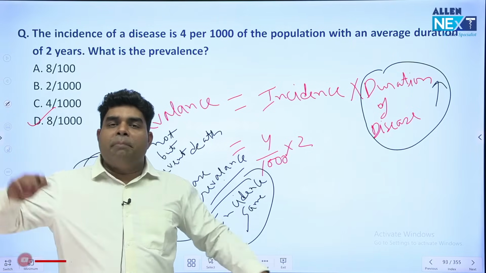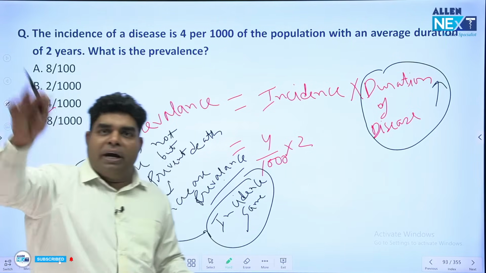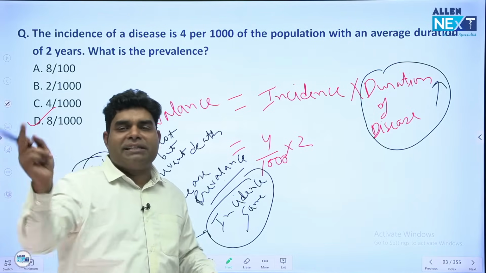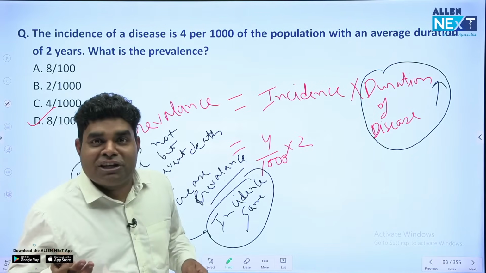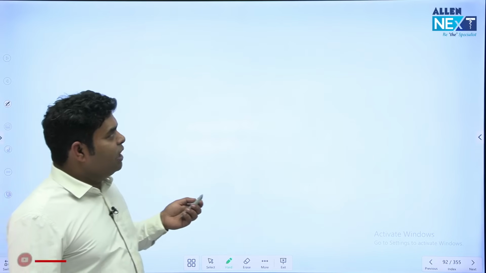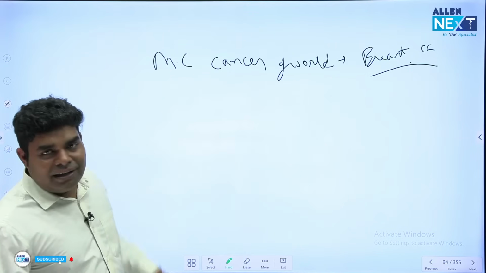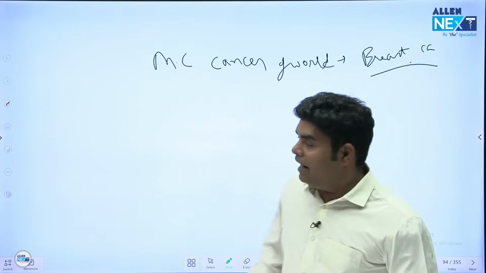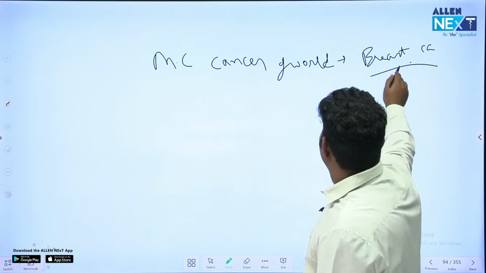Because if you look, thousands of breast cancer patients are surviving, so at one point when you count everyone, the breast cancer patient count will be much higher because they are surviving longer. Lung cancer patients die within 1-2 years of survival, so that's why lung cancer is not that high in prevalence. Most common cancer of the world is breast cancer.